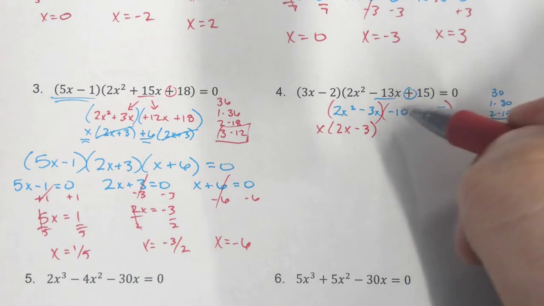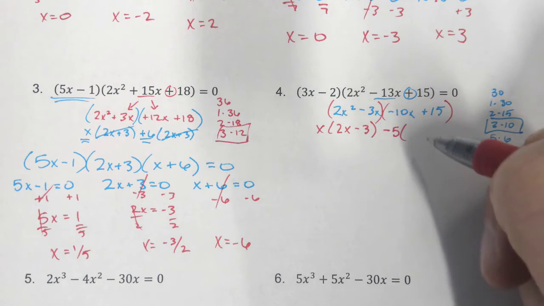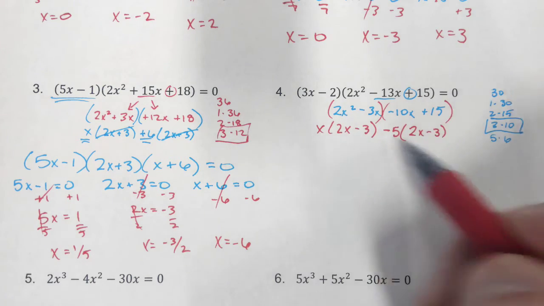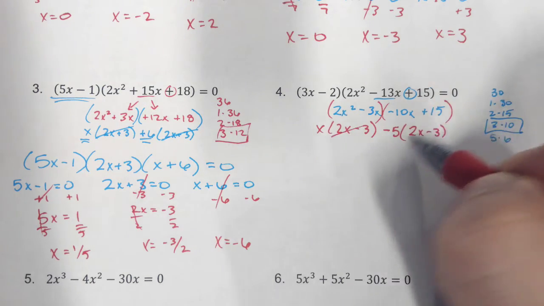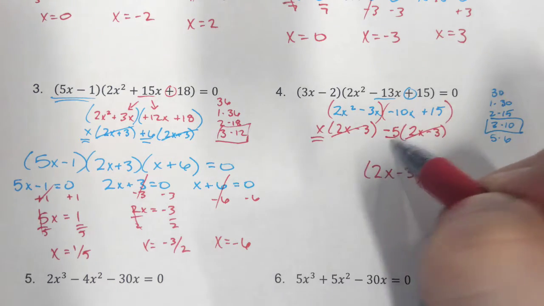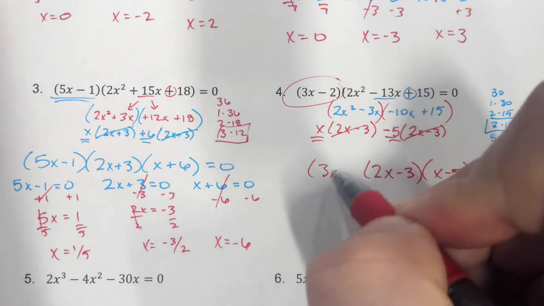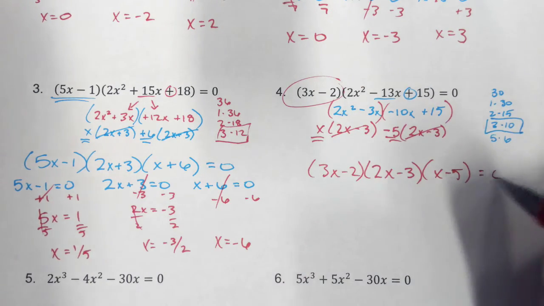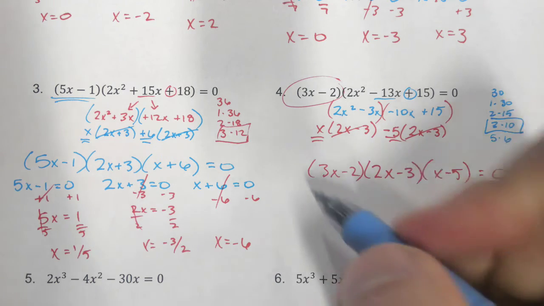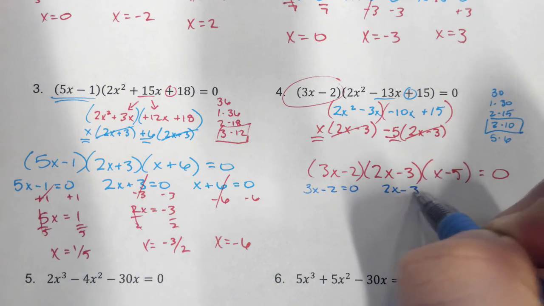In the second group, we don't want our first term to be negative. And there's a 5 in common. Divide by negative 5, and you've got 2x minus 3, which is great because those parentheses match. So if you were to factor that 2x minus 3, you've got the leftovers of x minus 5. And then don't forget about that 3x minus 2 that's out front, all equal to 0. So now, all we have to do is take each factor and set them individually equal to 0.